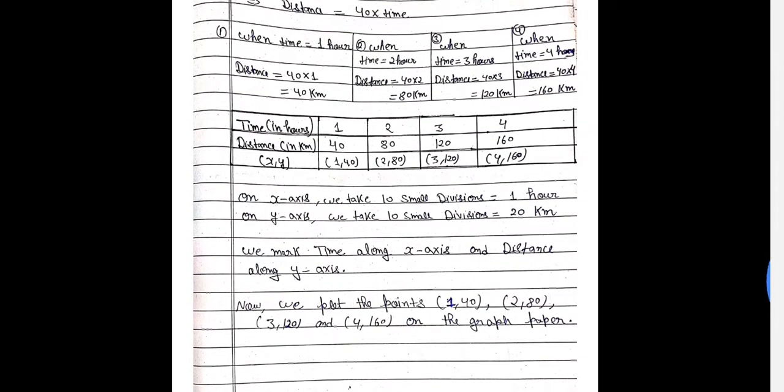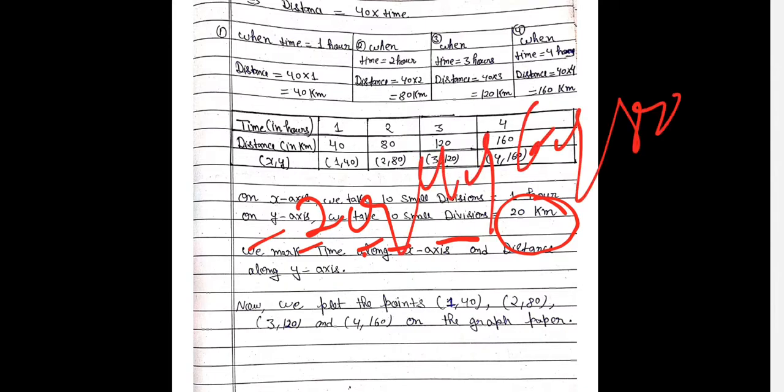On the x-axis we take time, only 1, 2, 3, 4, and these are multiples of 4 and of 2 also. On the x-axis, we take 10 small divisions equal to 1 hour. Here you take only a gap of 1, and on the y-axis you start with 20 and a gap of 20. On the y-axis, we take 10 small divisions for 20 kilometer. So you have to make 20 and then 40 and then 60 and then 80, like that. Now we mark time.